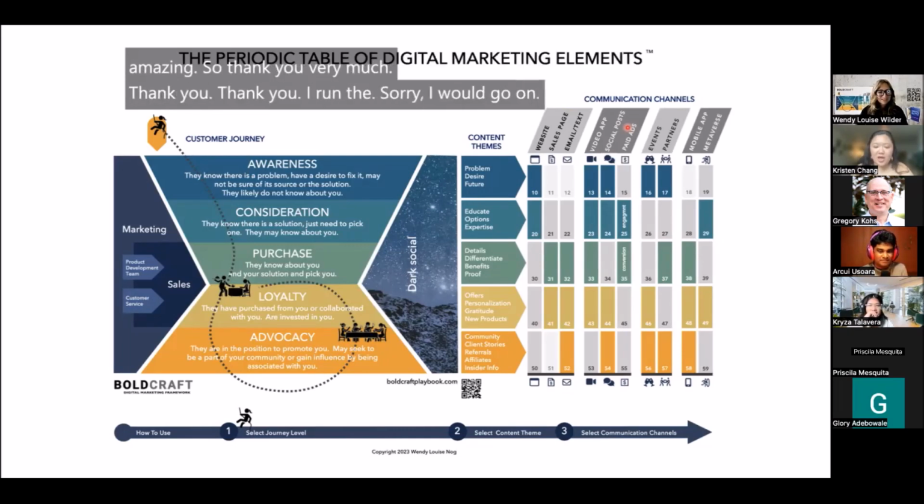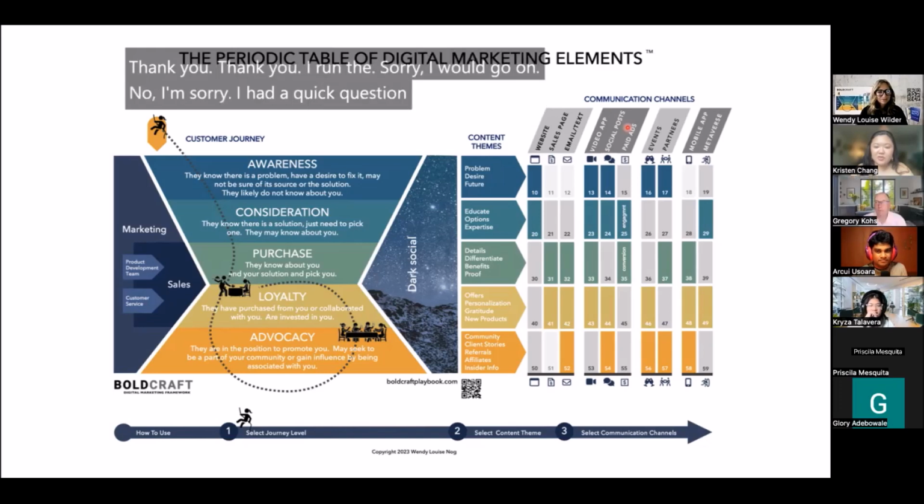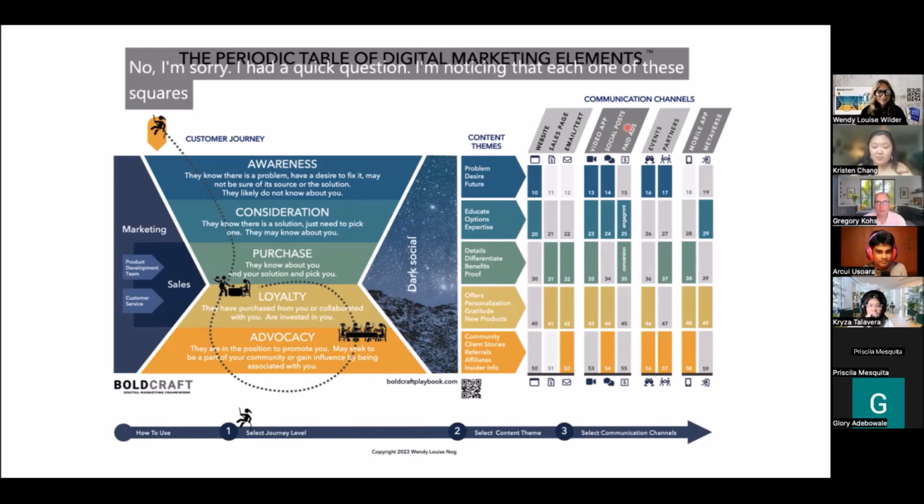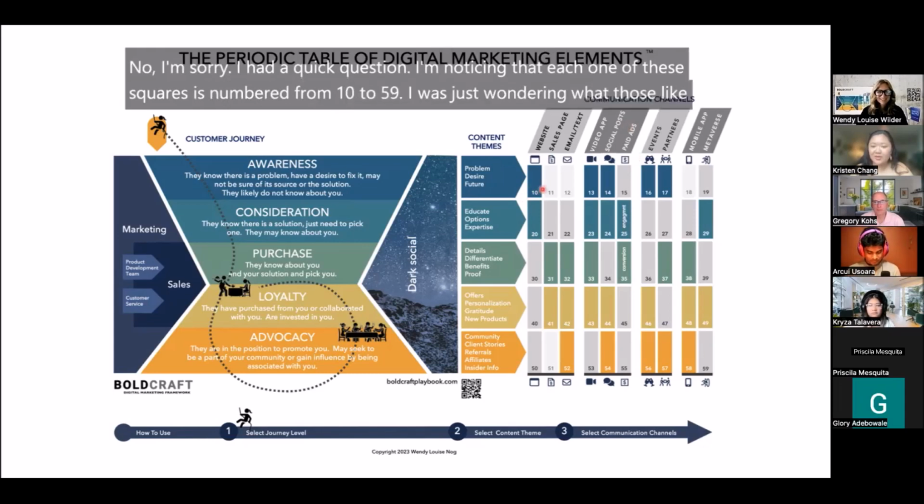I had a quick question. I'm noticing that each one of these squares is numbered from 10 to 59. I was just wondering where you got those numbers from, what they're affiliated with?